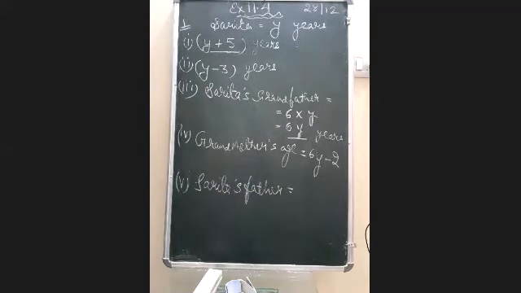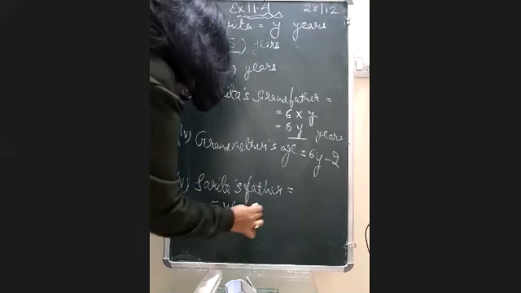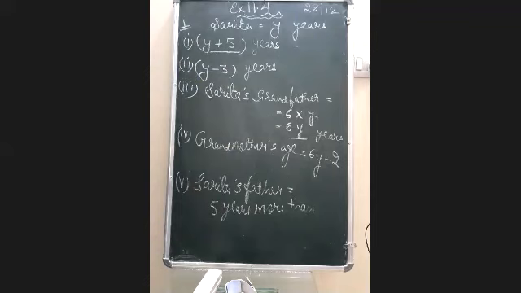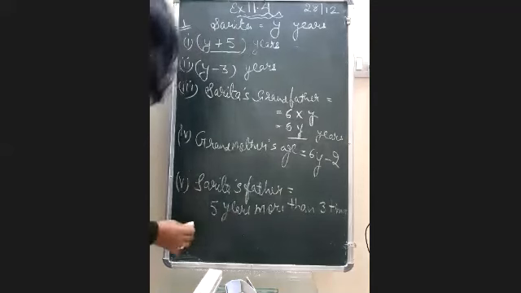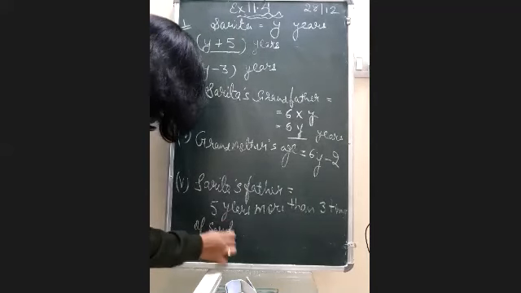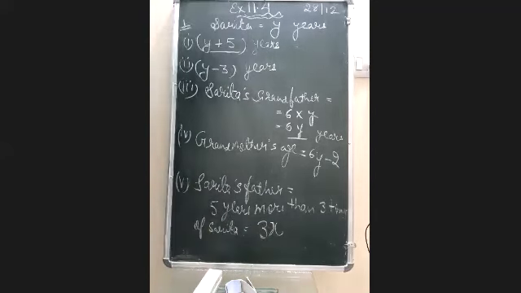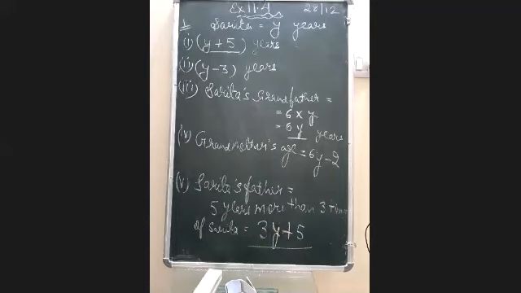Now I can see many students have started writing the answer to me. Sarita's father's age is 5 years more than 3 times Sarita. So 3 times Sarita we take first, so it would be 3y. Then plus 5. Sorry, it was 5 and y. So it would be 3y plus 5 years, and please mention years.